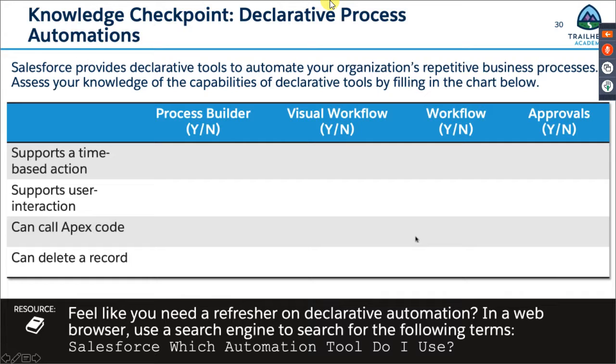Now, if you need a little bit of a refresher of the things that you can do, there is some help. Just go into help.salesforce.com and look for "Salesforce, which automation tools do I use," and you will have a ton of resources in there.